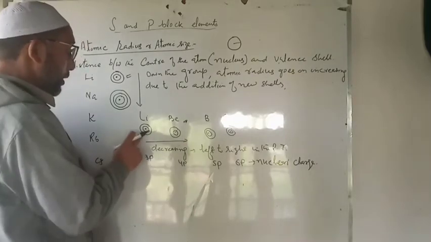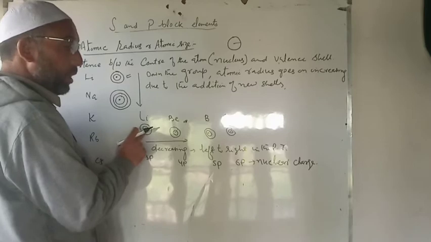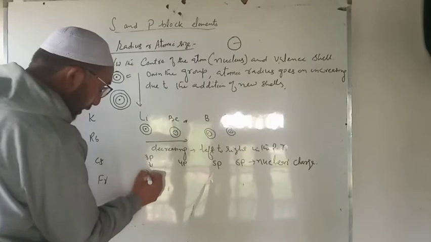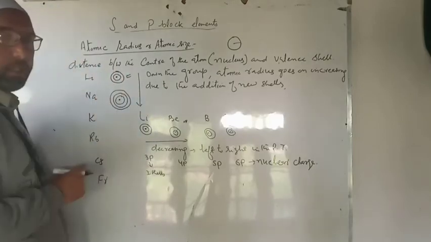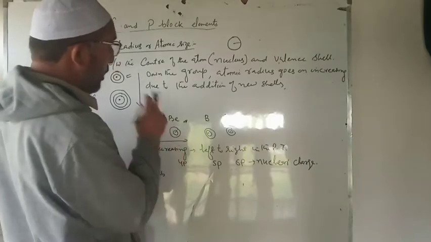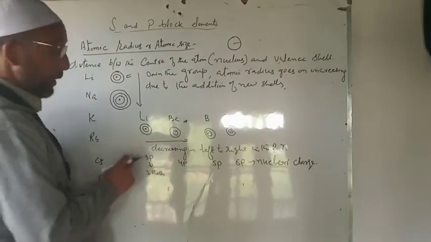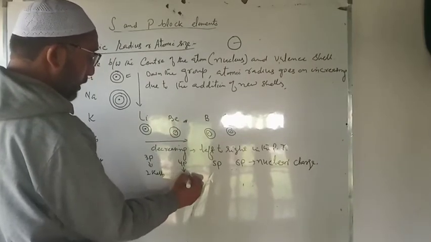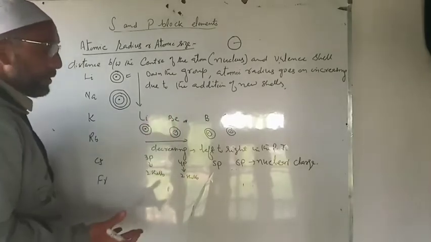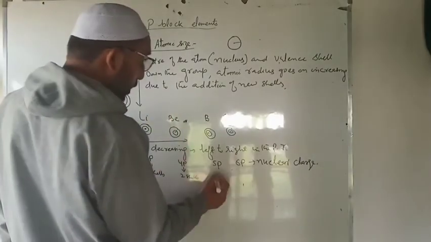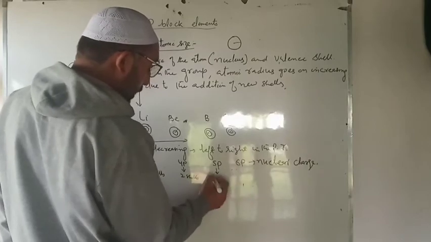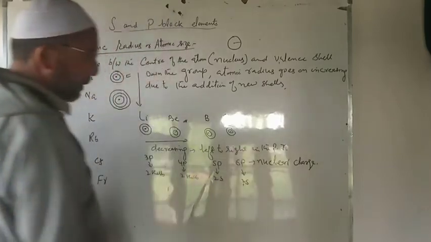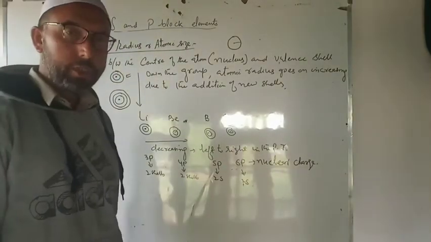So what will happen? These 3 positive charges, 3 protons, will attract 2 shells towards it. 3 protons are attracting 2 shells in case of lithium, whereas in beryllium there are 4 protons. That means 4 positive charges are attracting 2 shells, because once again, in beryllium there are only 2 shells. And in boron, 5 protons, 5 positive charges are attracting 2 shells. In carbon, 6 protons are attracting 2 shells.